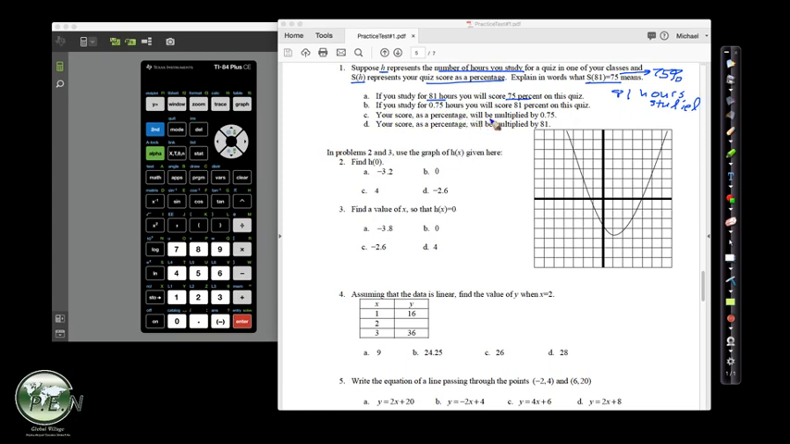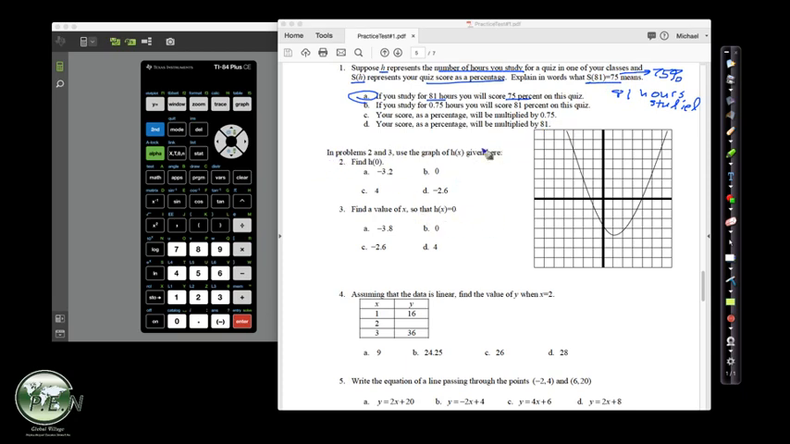Your score as a percentage will be multiplied. There's no multiplication here. Your score as a percentage multiplied by 81. No multiplication here. This is function notation. This is it, A. It's only going to confuse us, these three wrong answers, if we didn't really understand what this function notation meant.